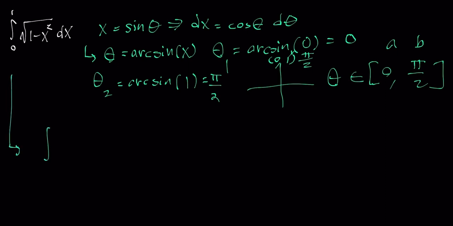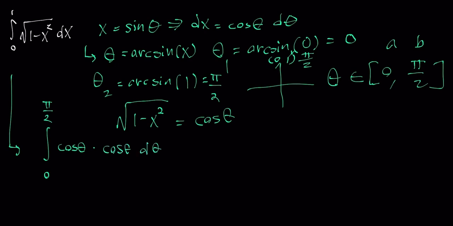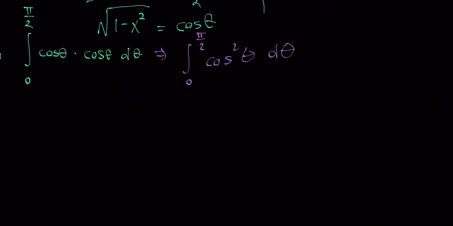So we have the integral from 0 to pi over 2. Now the square root of 1 minus x squared, you can check, is going to be the cosine of theta by Pythagorean identities. So square root of 1 minus x squared is cosine theta, times dx, which is the cosine of theta d theta. So we have the integral from 0 to pi over 2 of cosine squared theta d theta. Now we just have to evaluate this integral.